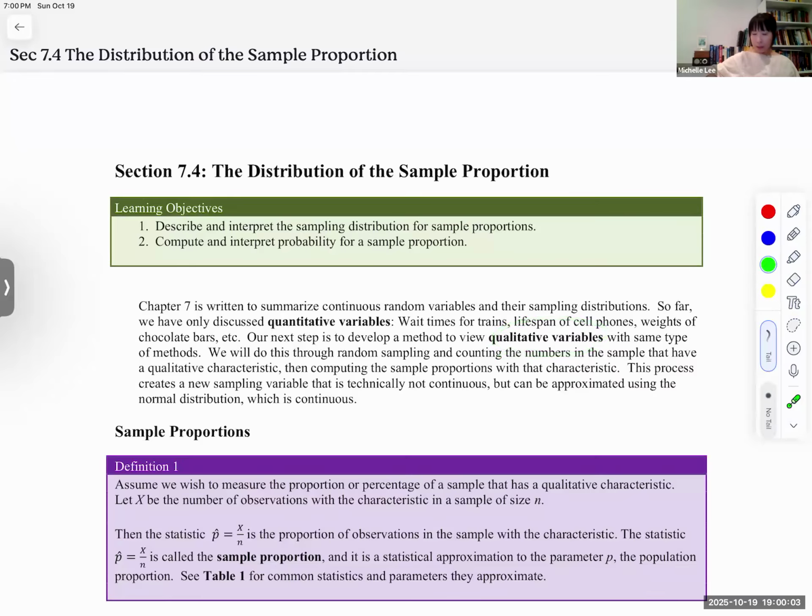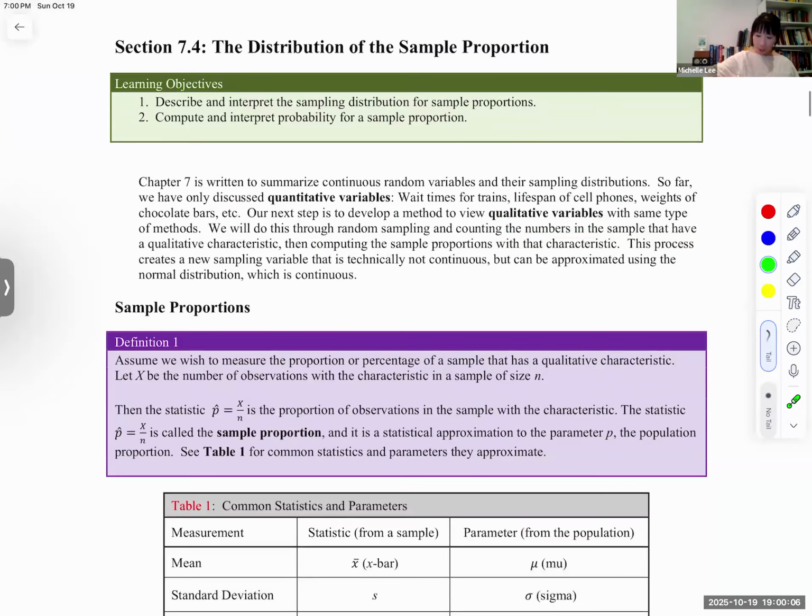Now we have a sample proportion. For the sample proportion, we have the symbol p hat. Read it as p hat. It looks like it's wearing a hat, like a y hat, right? So what's the p hat then? P hat is x over n. What's the x for? X is the number of observations with a characteristic.